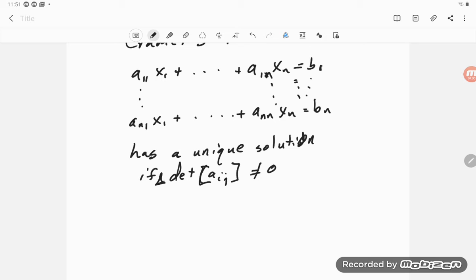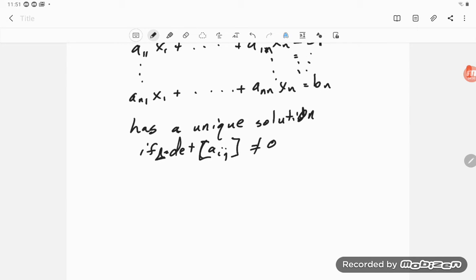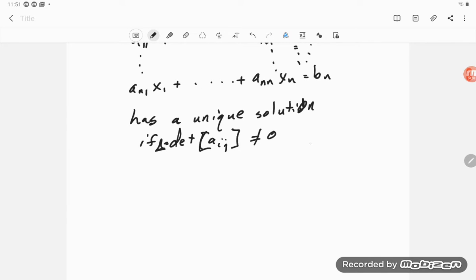We better call this delta, because the text mentions delta. So we're going to call that determinant delta. It has a unique solution, but in particular, we can tell you what it is in terms of determinants. So x1 is equal to delta 1 over delta, x2 is equal to delta 2 over delta, and xn equals delta n over delta.